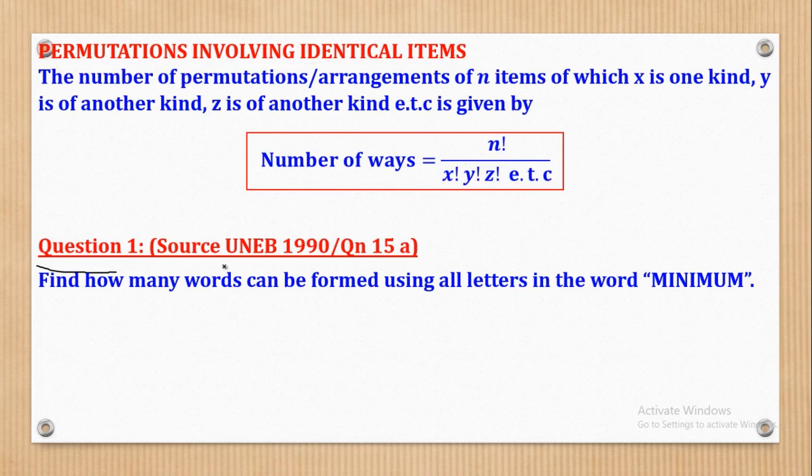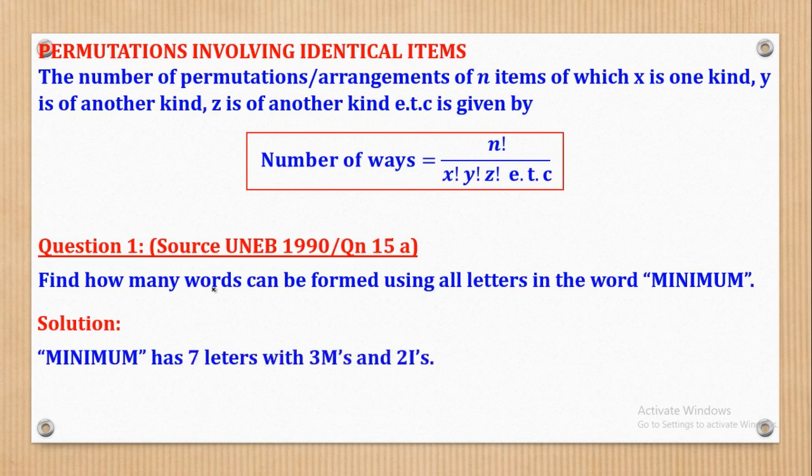So question 1 came from UNEB 1990, paper 1, question 15A, and says, find how many words can be formed using all the letters of the word minimum. So minimum has 7 letters with 3 M's and 2 I's. If you look at this, it is 1, 2, 3, 4, 5, 6, 7. So there are 7 letters, but there are some identical objects. For example, M is identical, 1, 2, 3. So M occurs 3 times and I occurs 2 times.